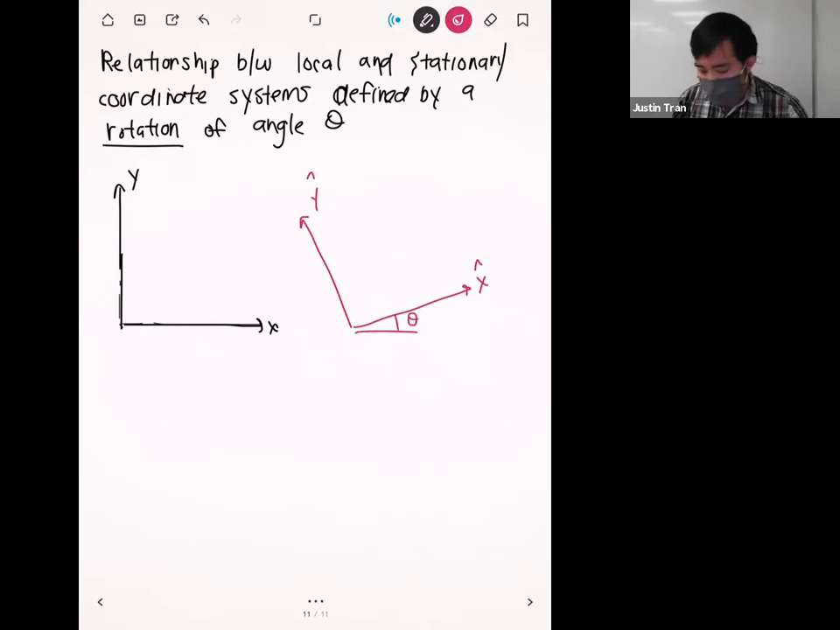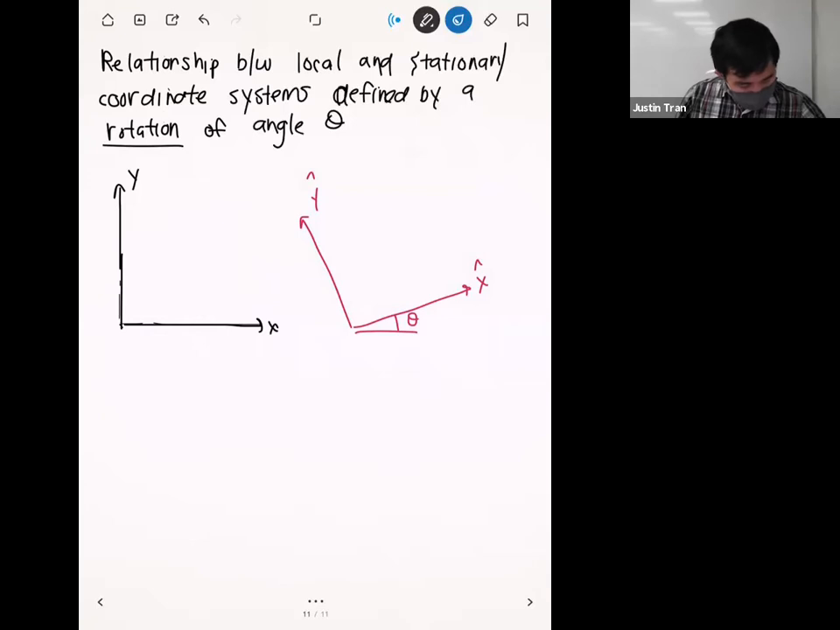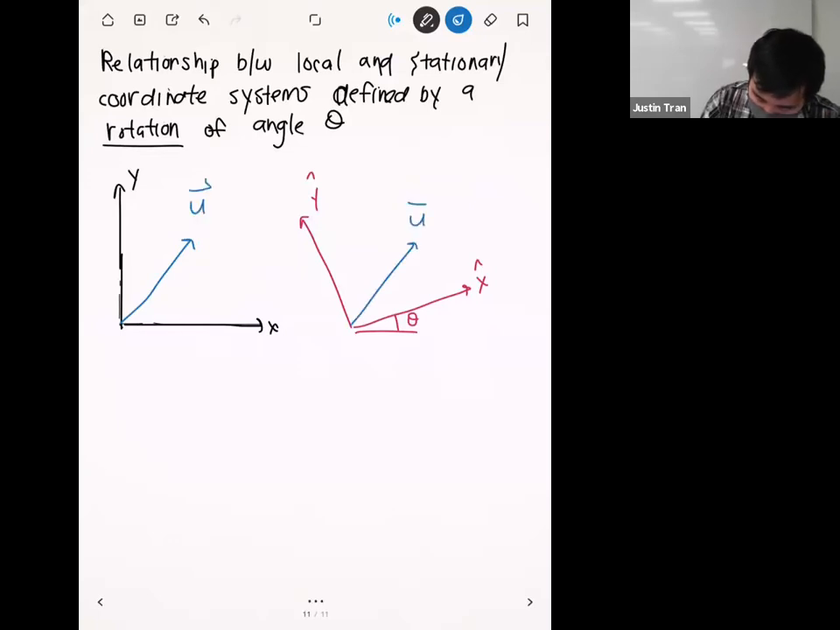Where this is going to be our angle theta that we're rotating. And so the key to our transformation here is going to be able to take a vector. Let's say that we have a vector u. This u is actually the same in both images here.